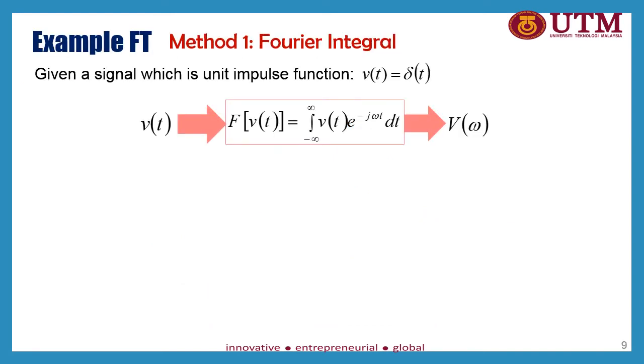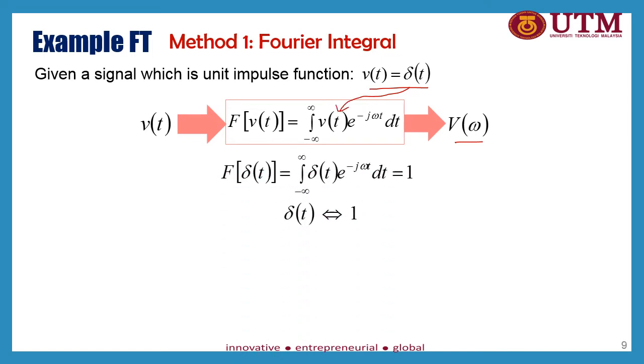Okay, let's look at this example. We're going to try two methods. The first one uses the Fourier integral, the integration of the signal in the time domain. Given your signal in the time domain v(t) equal to delta(t), by using the Fourier integral, you need to integrate this particular signal in order to get V(omega). So now your v(t) is equal to delta(t). Perform the integration. If you notice, the signal delta(t) is this.